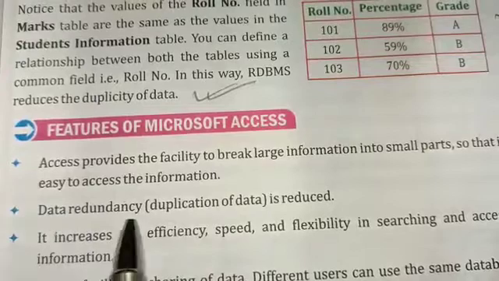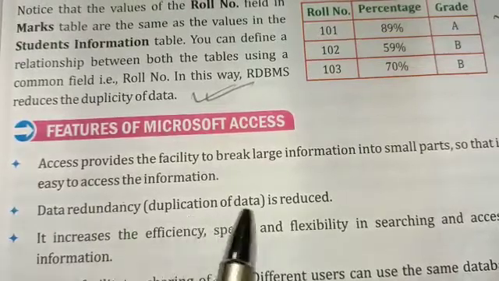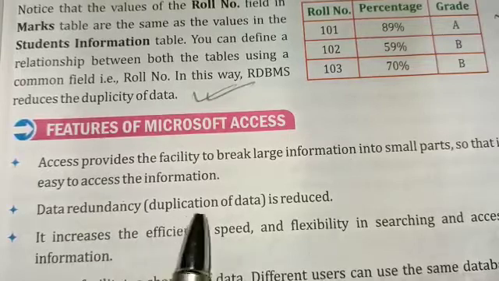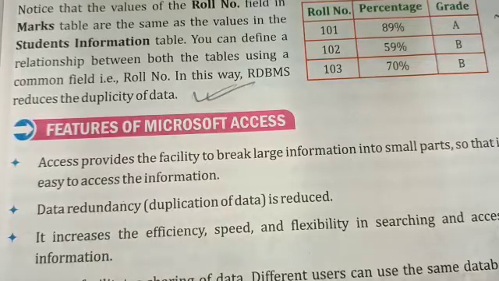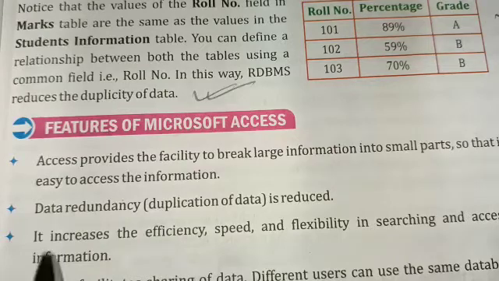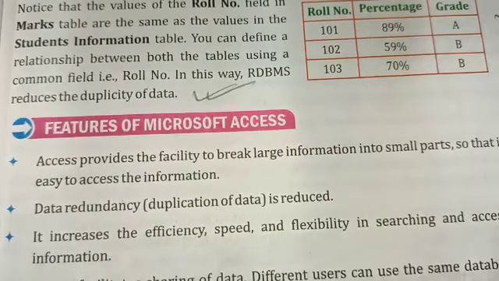Next one, data redundancy. Duplication of data is reduced. Data redundancy means no duplicate data. So Access helps us to not repeat any data.